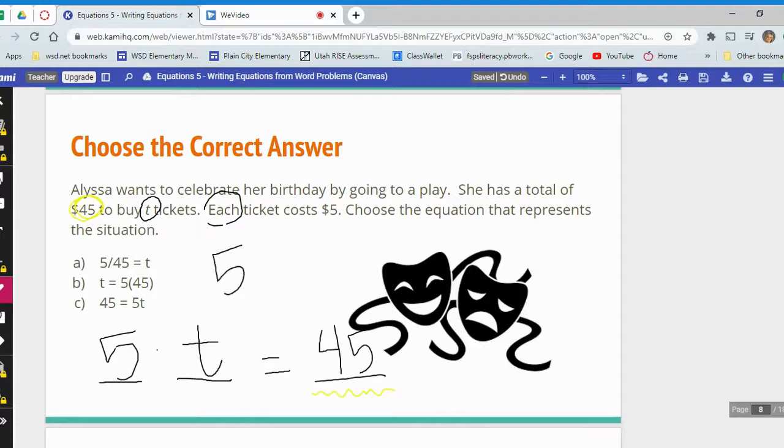So this is going to be a multiplication. In sixth grade, right, we go $5 for every ticket, or for each ticket, and she has an end result of 45. So if we look, do any of them have that? Oh, C. It's flipped, but it still has it, right? It's going to equal 45, and it's 5t.